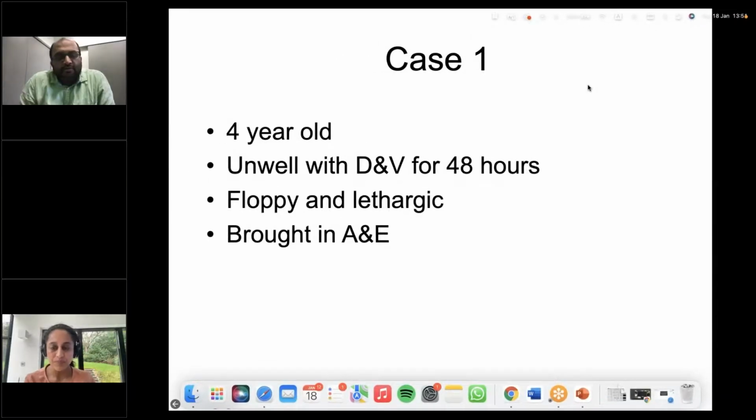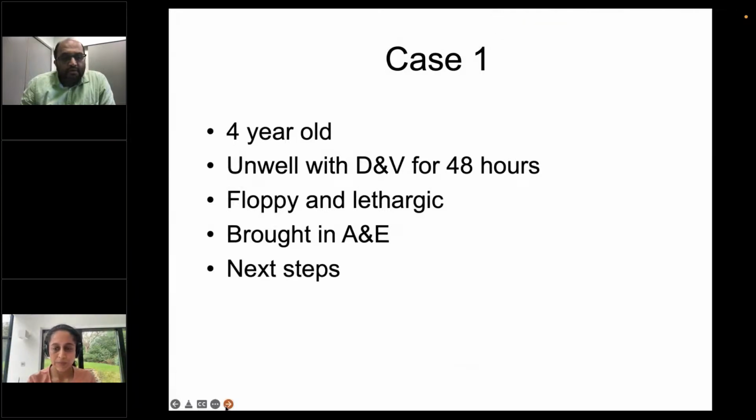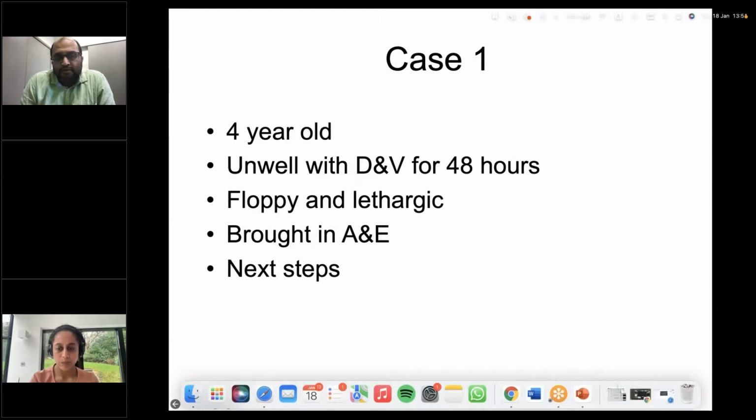So just to take one case: there is a 4-year-old boy who has been unwell with diarrhea and vomiting for 48 hours, and has not been able to tolerate any oral fluids. Parents noted him to be floppy and lethargic in the early hours of the morning, and he was subsequently brought into A&E. So my question is, what are your next steps? If a 4-year-old with this history is brought into A&E, I'm not going into very much detailed history, but in terms of mainly management, what will you be doing next?